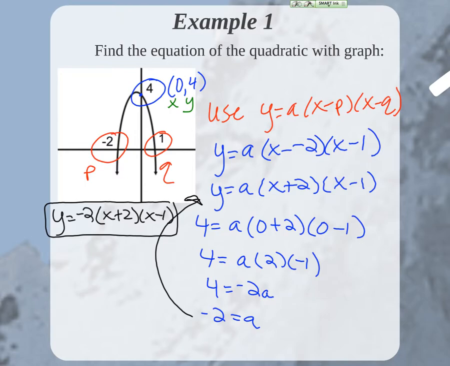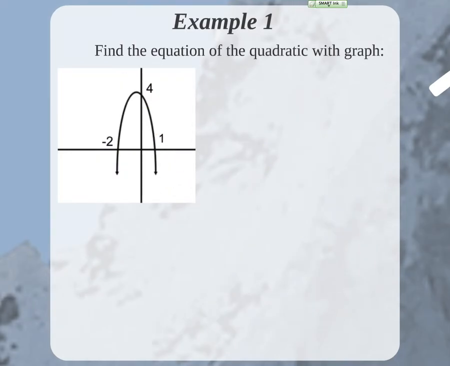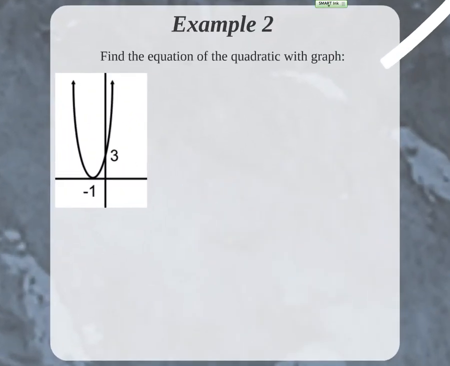Any other questions? All right. So here I've got a graph. My directions are still the same. I notice that it is pointing upwards, so a will have to be positive. Since I only touched the x-axis one time, I want to use the equation that just has that h: y equals a times (x minus h) squared.